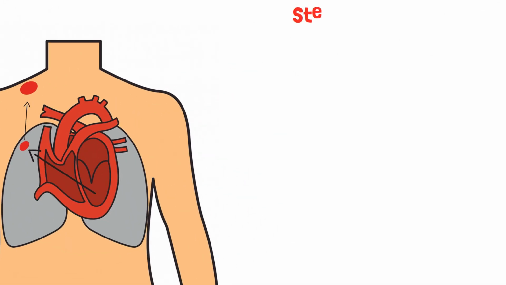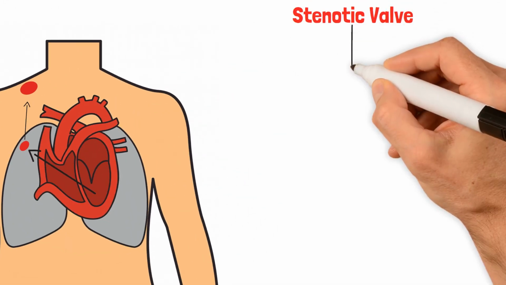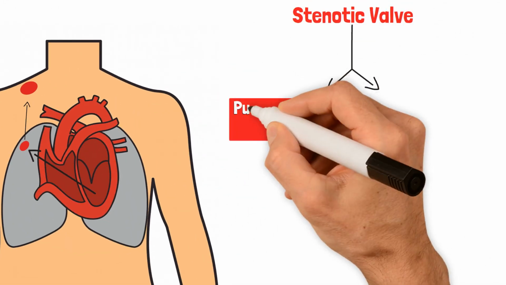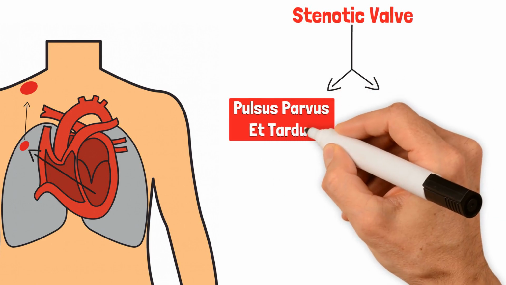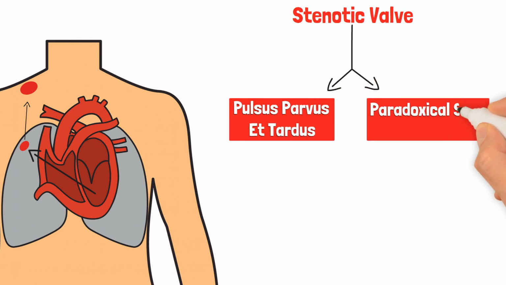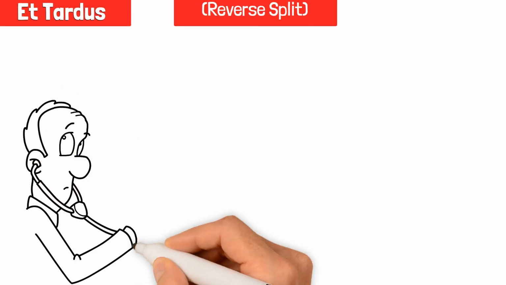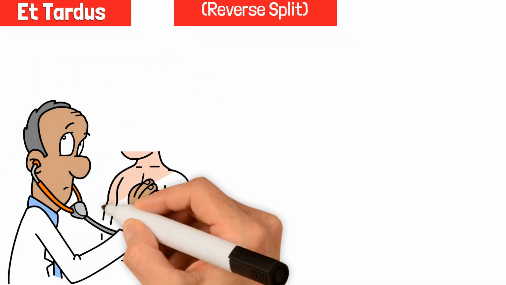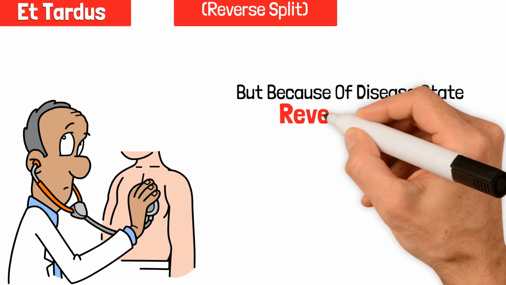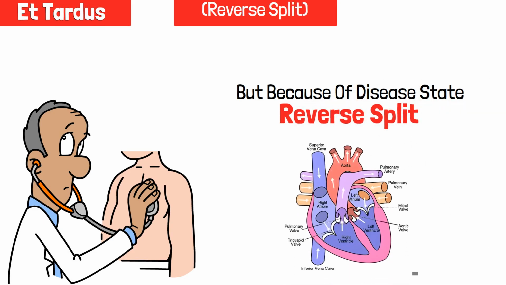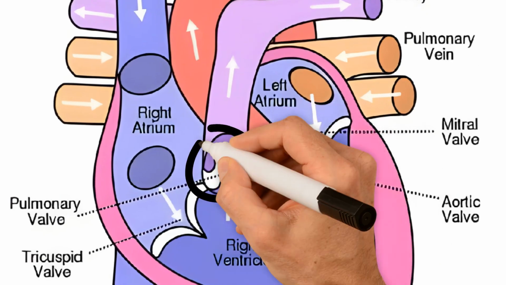That stenotic valve also is responsible for a delayed carotid pulse, also known as pulsus parvus et tardus, and a paradoxical split, also known as reverse split. Usually we hear aortic valve open and closes before pulmonic, but because of disease state, we get reverse split, where pulmonic valve opens and closes before aortic valve.